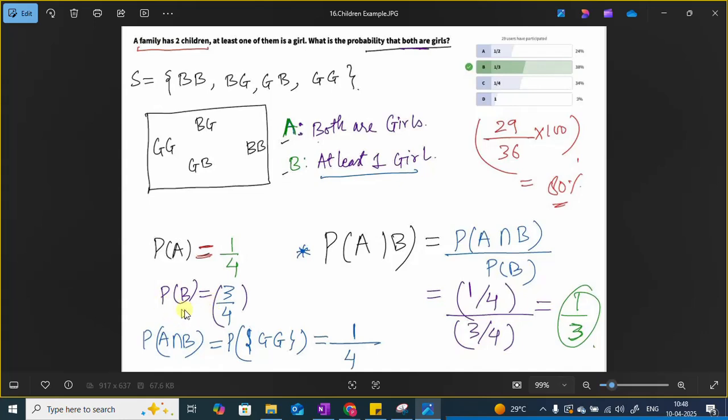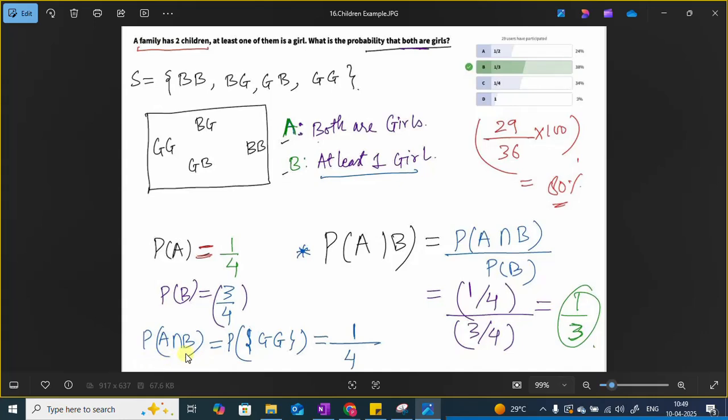Now, what is the probability of B? Tell me what B is first. B is nothing but at least one girl will be there. Out of these four possibilities, at least one girl is present in three different ways: either boy-girl, or girl-boy, or girl-girl. Now can I write 3 by 4? So 3 by 4 is the probability. Clear?